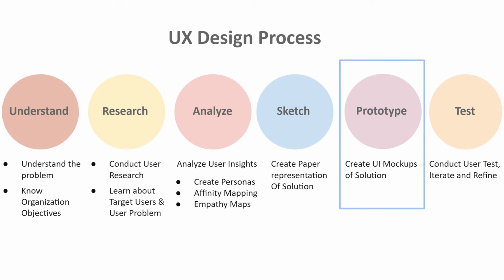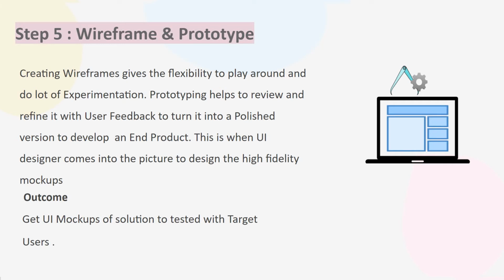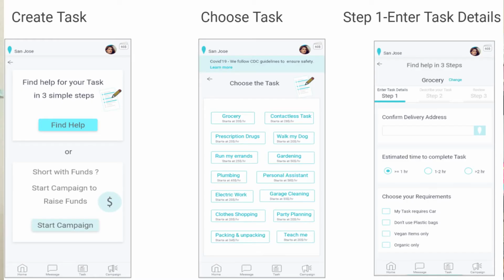After your paper sketches get validated by the team members, the next step is to create a skeletal framework or a blueprint of your solution, which is called wireframes. A UI designer can make later use of these wireframes to create UI mockups. Creating wireframes gives the flexibility to play around and do a lot of experimentation. And then prototyping helps to review and refine it with user feedback and turn it into a polished version and develop it into an end product. This is when the UI designer comes into the picture to design the high fidelity mockups. Your outcome is the UI mockups of the solution, which would be ready to get tested with the target users.